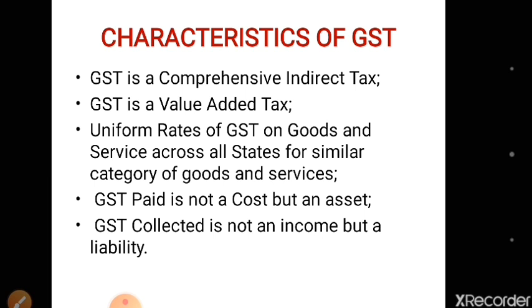Characteristics. GST is a comprehensive indirect tax. GST is a value added tax. Uniform rate of GST on goods and services is made across all the states and union territories for similar category of goods and services. GST paid is not a cost. It is an asset. GST collected is not an income but a liability.